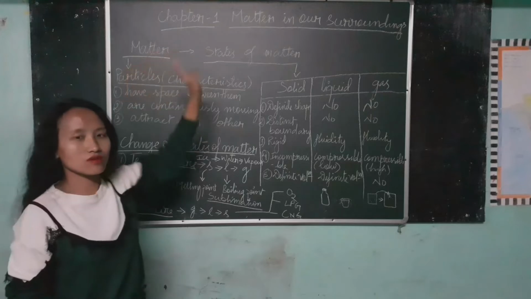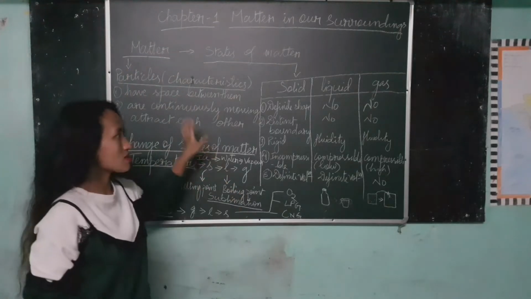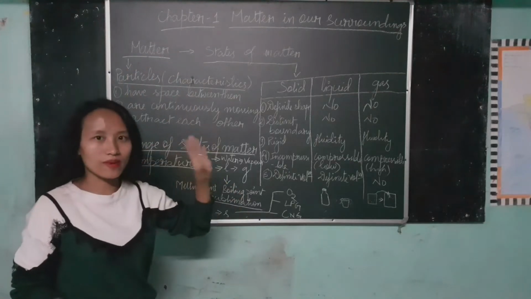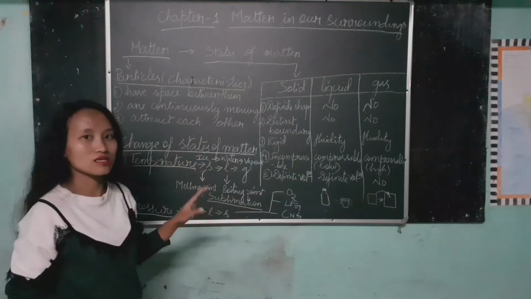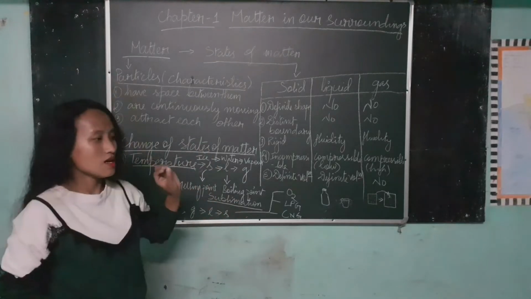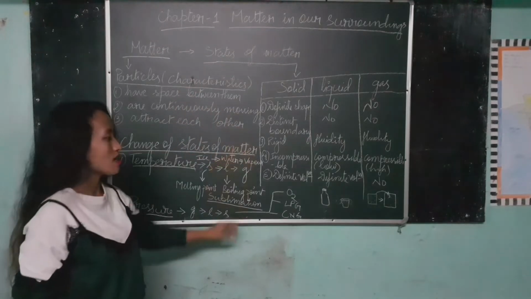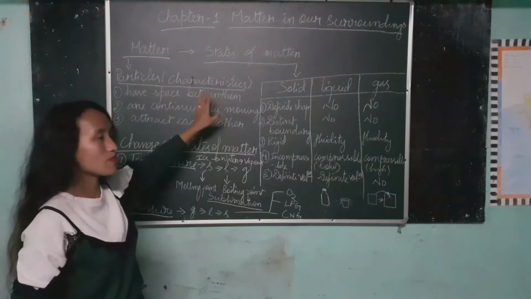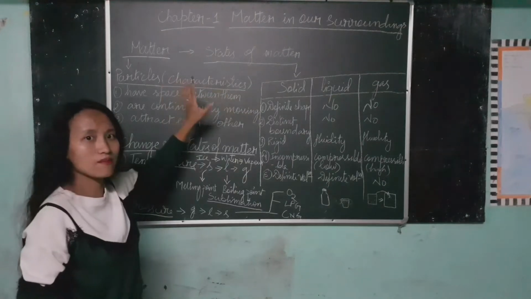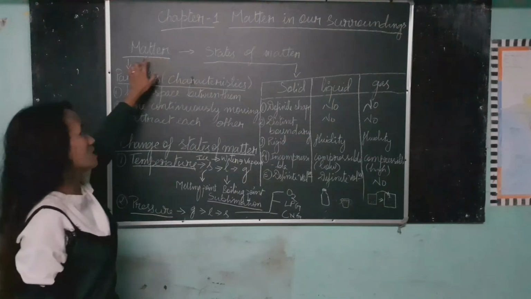So anything around us that we see, for example this board, your book, your pen, anything that you see around you, it is made up of matter. And it occupies space. Yes or no? This board is occupying some space and we know the weight. So it is occupying space and it also has mass. So that is called a matter.